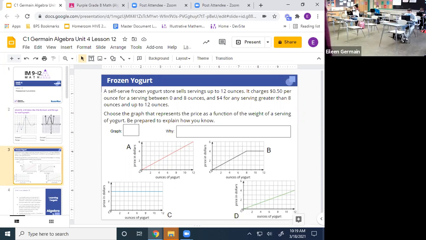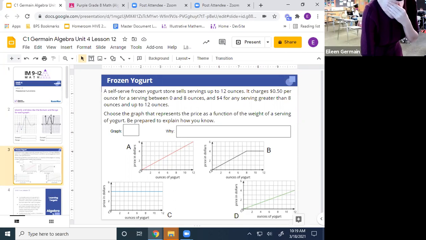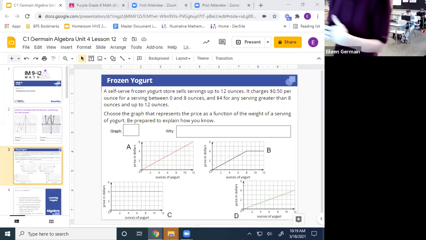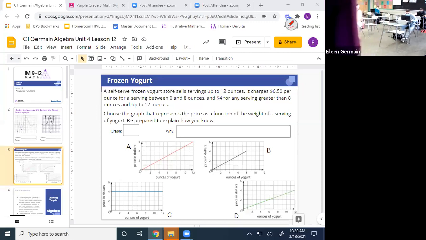Choose the graph that best represents the price function of the weight of a serving of yogurt. Be prepared to explain how you know. So I want you to take another 20 seconds to look at these graphs and decide which one represents this story, and then we're going to come back and talk about it. I know you guys had an opportunity to look at it, but I want to let friends at home take a minute to look at these as well. I think when you look at it, it'll be clearer what it should be. If you did, we're going to take a look at it now.